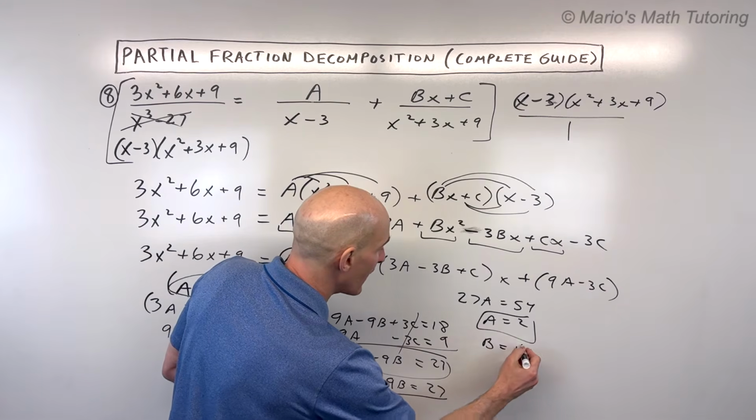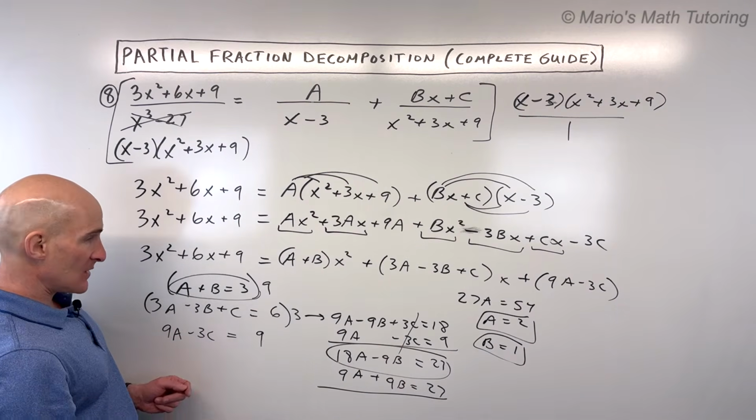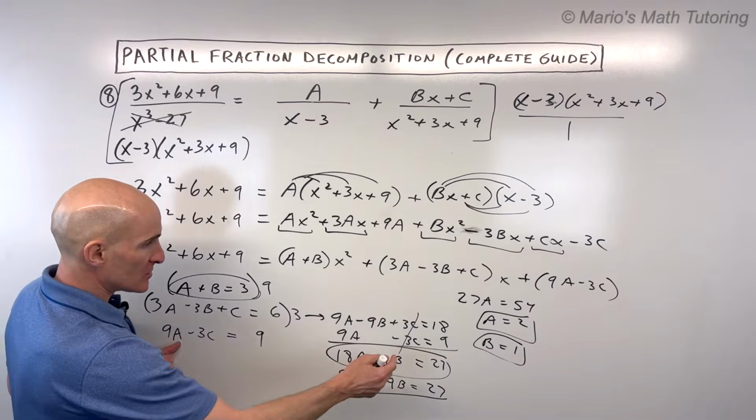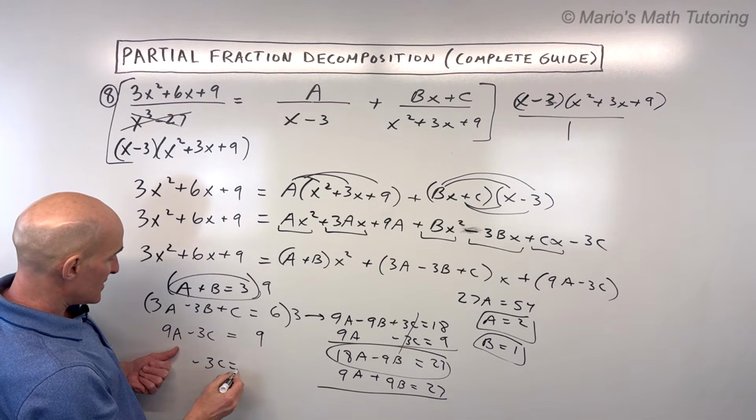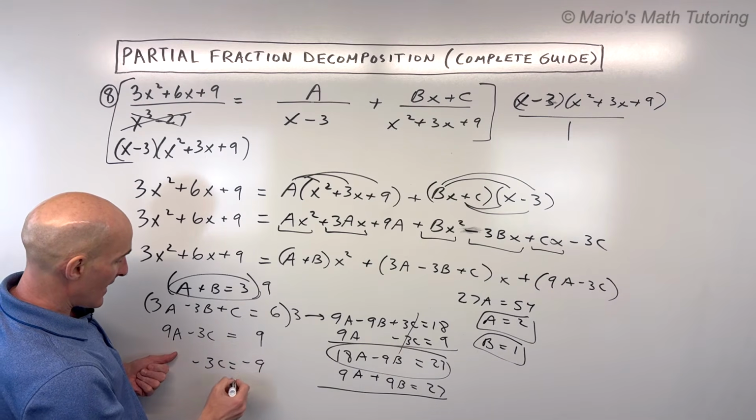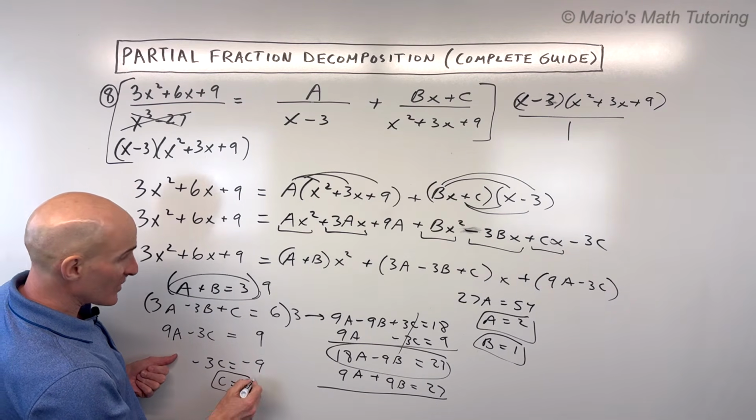Okay, that wasn't too bad. And now we've got a and b. Let's see, we can also put a 2 here. This would give us 18. So that'd be negative 3c. If I subtract the 18, that's negative 9. Okay, that means that c is equal to 3.